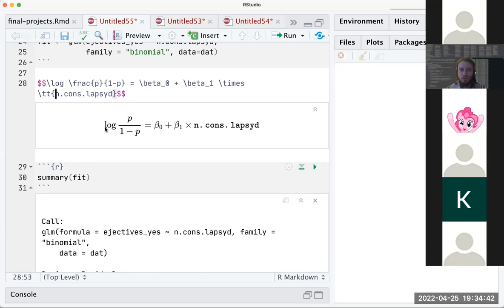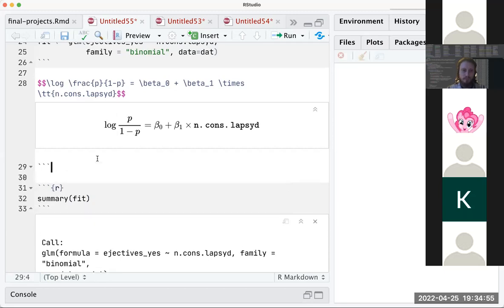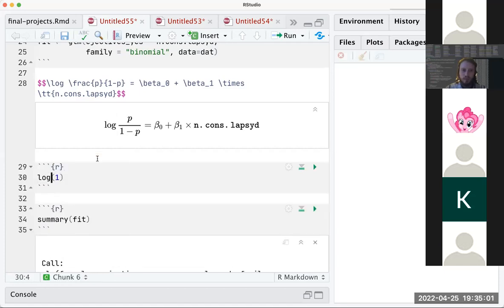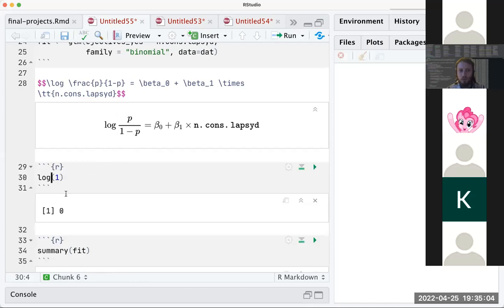So what is the argument of the logarithm? What do we have here? One. Okay, what is the value of the logarithm of one? Zero, exactly. In fact, we can double check it with R, and you see that the logarithm of one is zero. So on the left-hand side, we have zero. This corresponds to the case when the probability equals 1/2, so log odds equals zero.